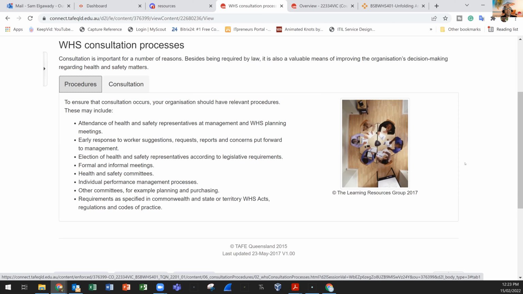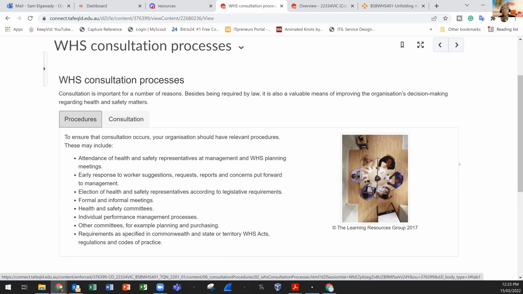It's important for many reasons. It's required by law. It's a valuable means of improving the organization's decision-making regarding health and safety matters. So it's our life, it's our health, it's our safety. So we need to have a word there. The organization should have relevant procedures. These may include, for example, attendance of health and safety representatives at management and WHS planning meetings. Yes, we bring them. Early response to worker suggestions, requests, reports, and concerns put forward to management.